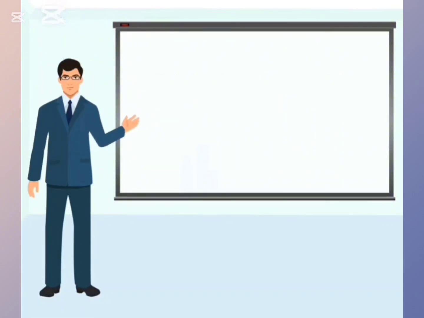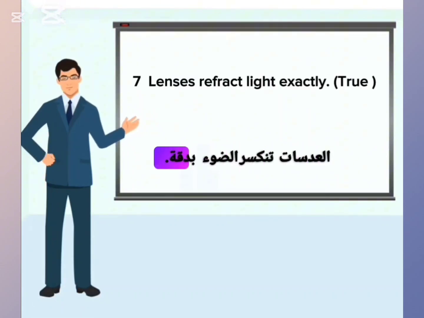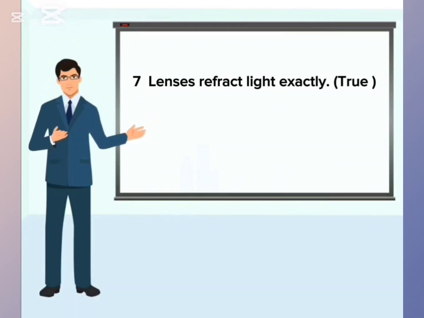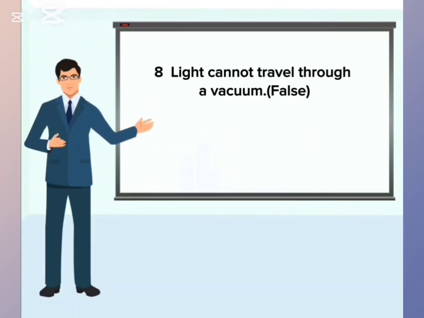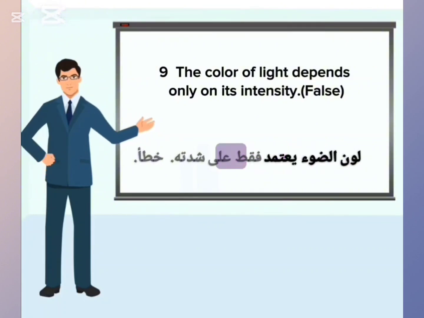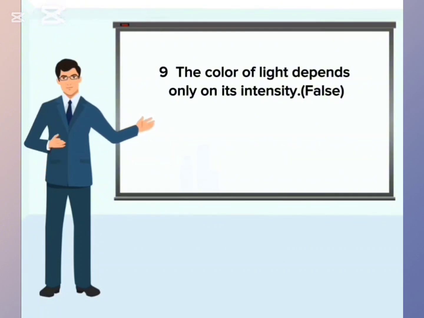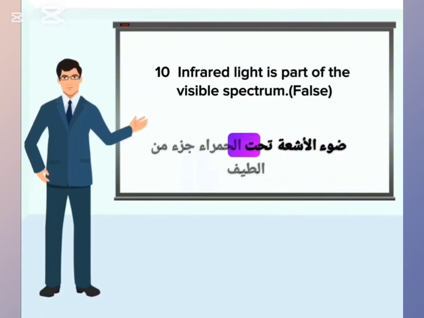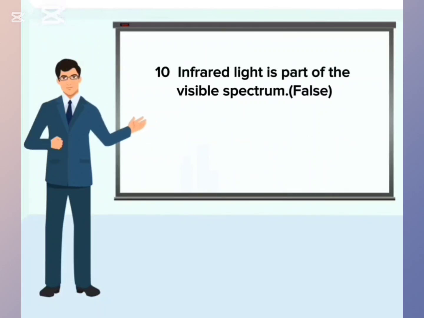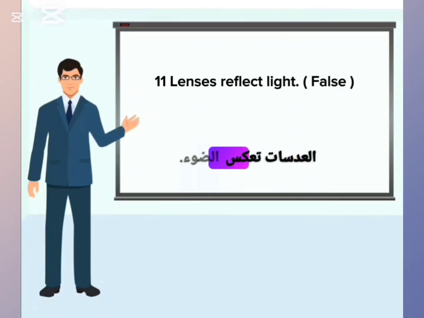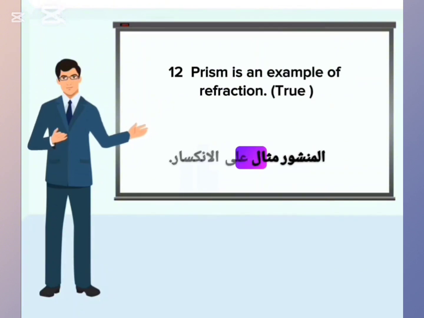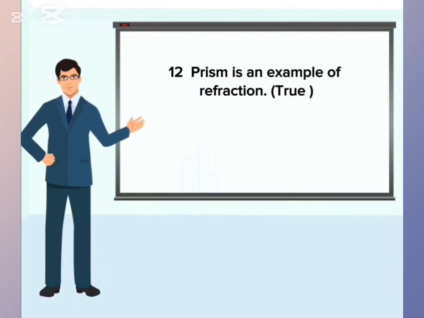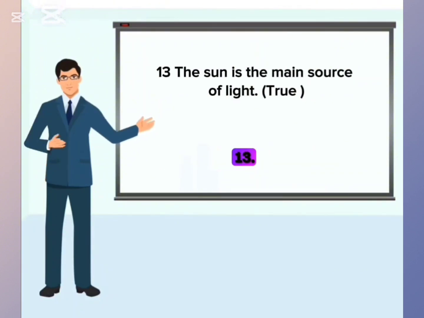7. Lenses refract light exactly. True. 8. Light cannot travel through a vacuum. False. 9. The color of light depends only on its intensity. False. 10. Infrared light is part of the visible spectrum. False. 11. Lenses reflect light. False. 12. A prism is an example of refraction. True. 13. The sun is the main source of light. True.